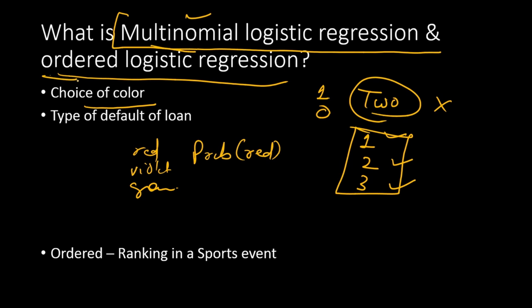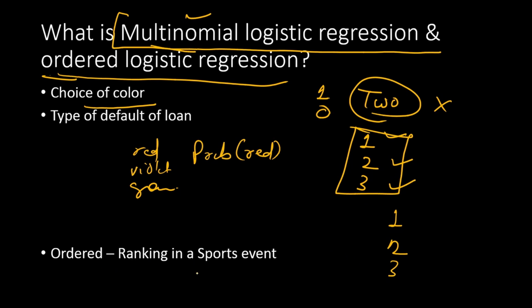The other one is the ordered logistic regression. It's different from multinomial logistic regression in just one way: you can actually order these values. One example could be ranking of students in a class, like best students, average students, and then bad students academically. So that could be one ordered logistic regression case.